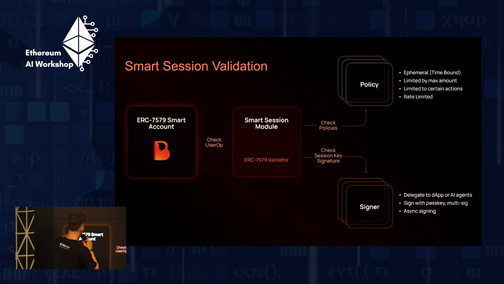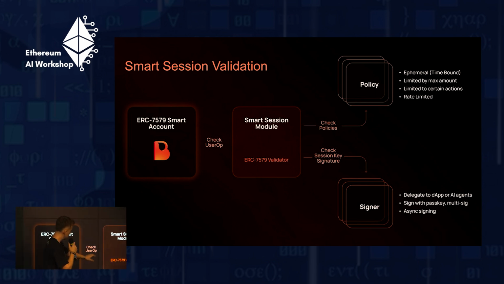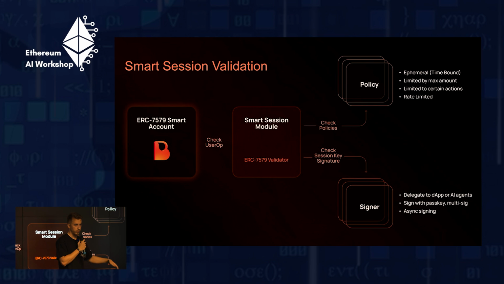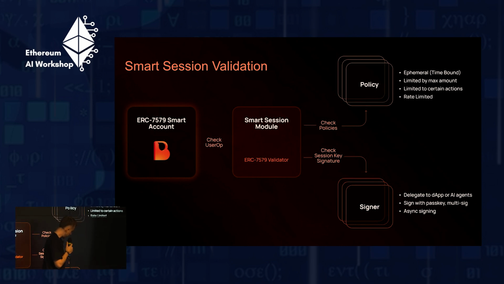Okay, so this is the workflow, or basically the simple workflow of how smart session validation happens. So you have the 7579 smart account, which checks if the user operation is valid to this validator. This checks the policies like limited max amount, limited to certain actions, rate limit, so on. And then it goes to checking the signature. So there's a signer, which is included in a session object, which is shared with, for example, an AI agent. Now, this signer has the power to sign and send transactions, right? So we delegate it to an AI agent.